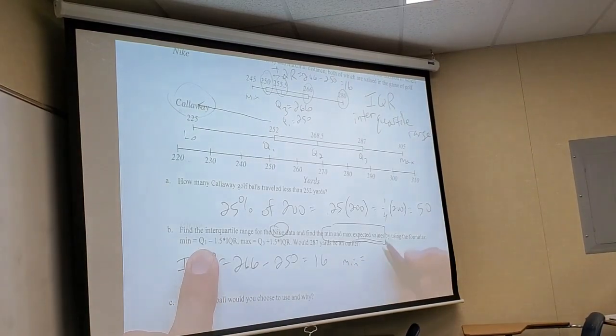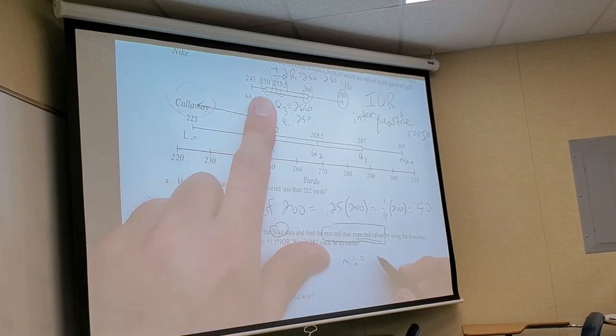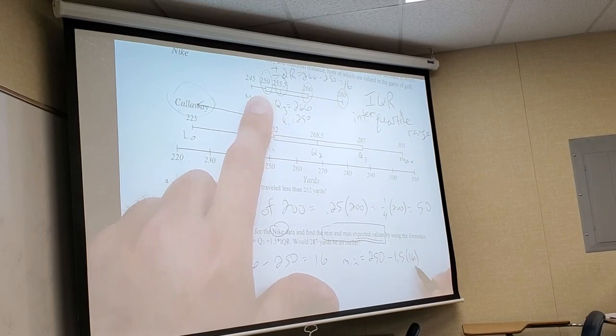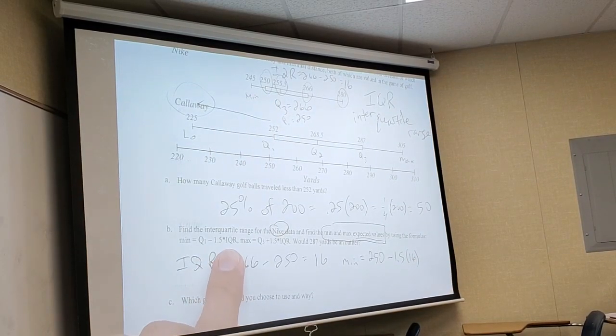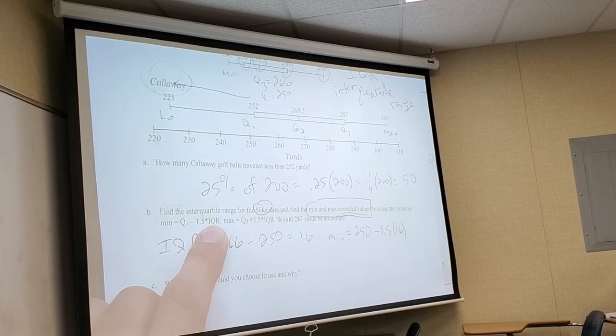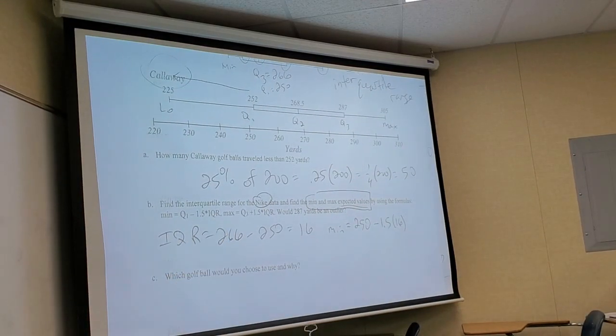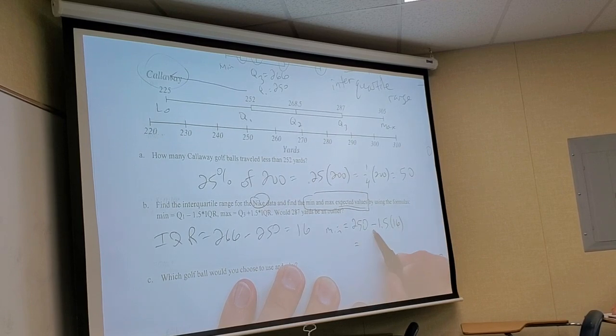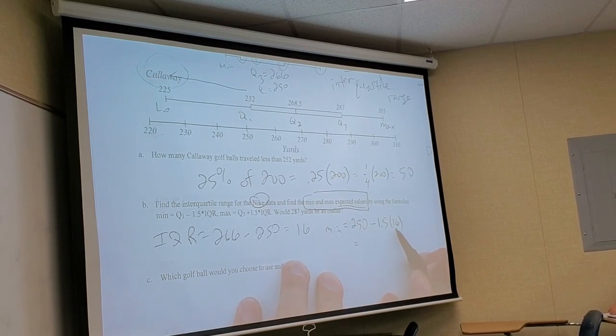So Q1 for Nike was 250, minus 1.5 times 16. So minus 1.5 times the IQR. If I start at the lower edge of the box and go down 1.5 IQRs, that'll be where unusual starts. So the minimum value would be 250 minus 24. 1.5 times 16 is 24. So that'll be 226.